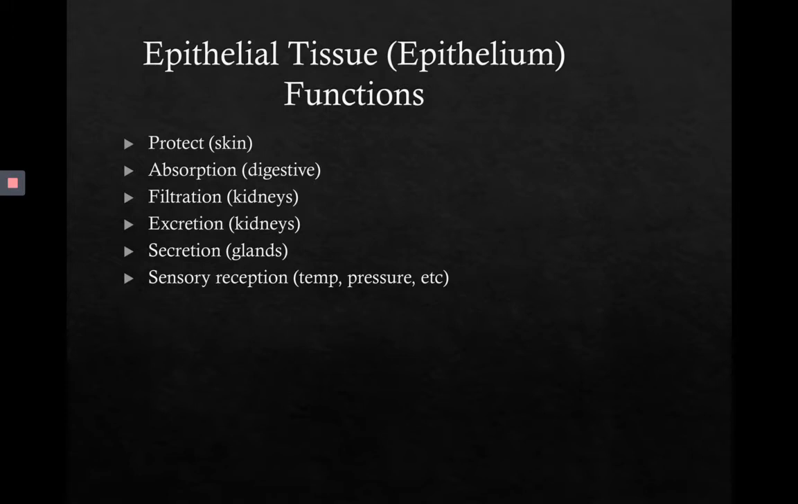We have secretion, and that's going to be our glands that are able to secrete their product through their cells. And sensory reception. So some of our sensory receptors, even though they communicate with neurons, are modified and made up of epithelial tissue.